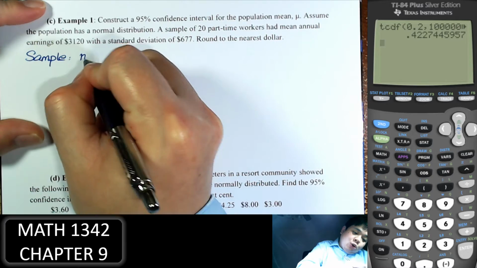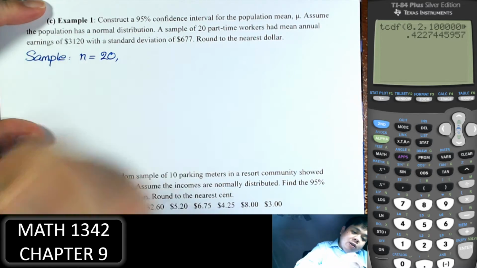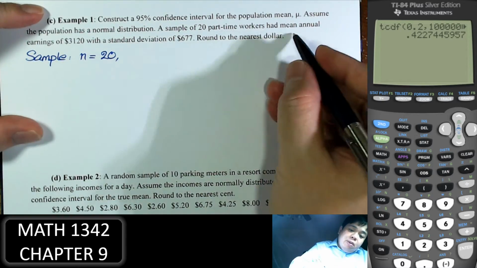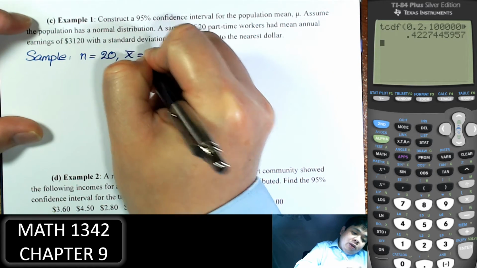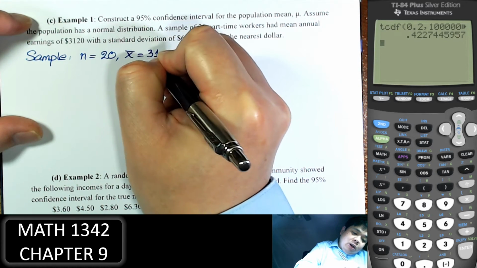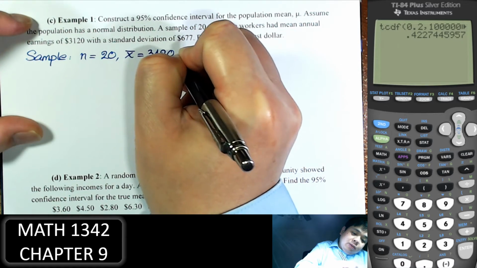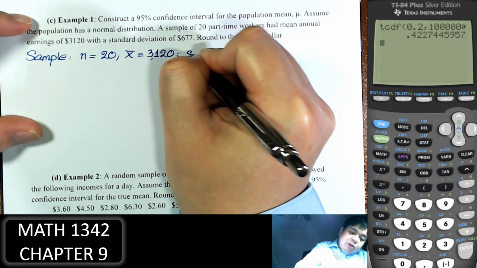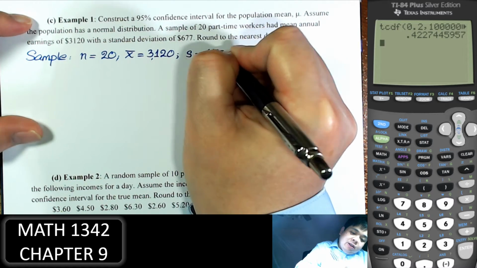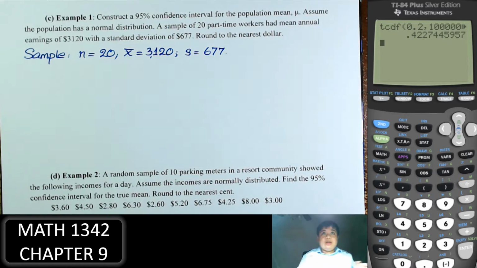n is equal to 20 and has the mean of the sample 3120 and standard deviation of the sample 677. Alright, so that's what we have.